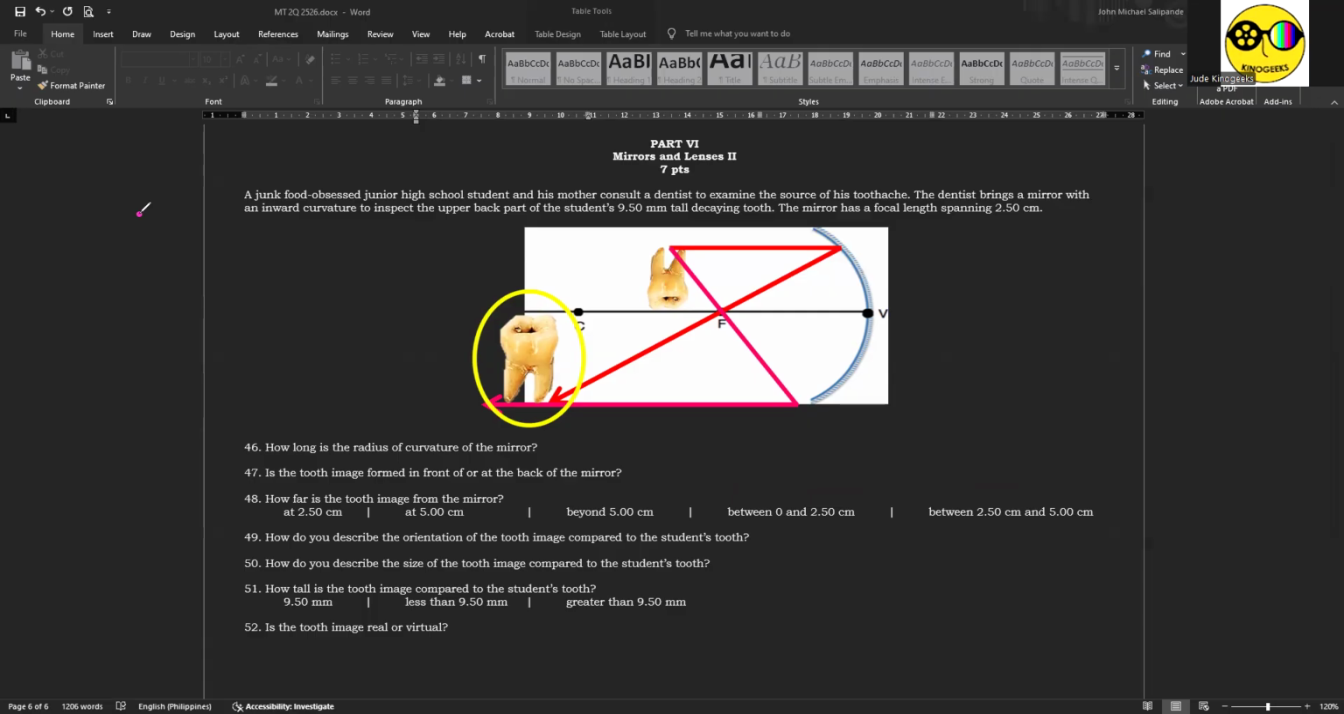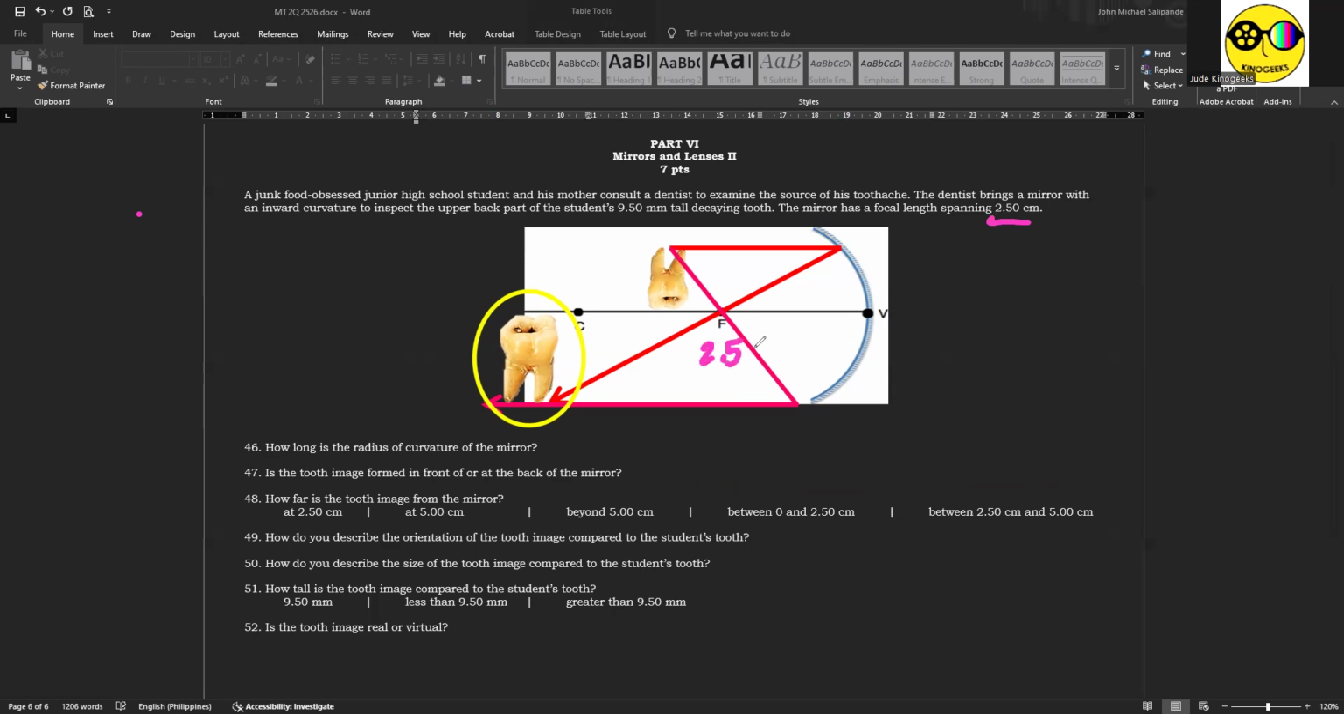How long is the radius of curvature of the mirror? To solve for the radius of curvature, we need to find the focus. And to find the focus, we need to read the problem. Okay? According to the problem, the focal length is 2.50 centimeters.